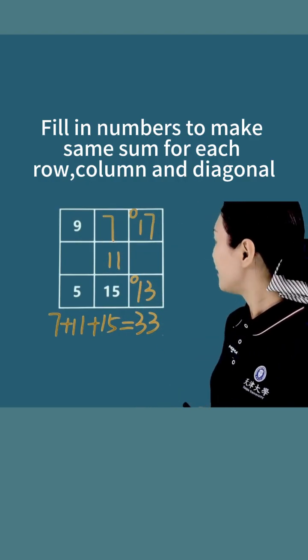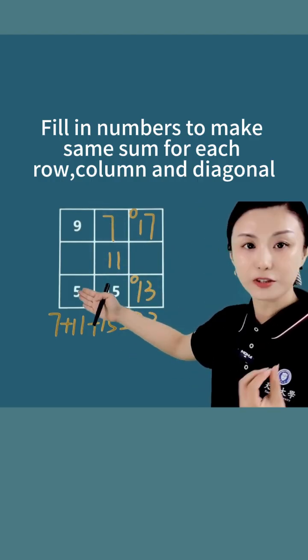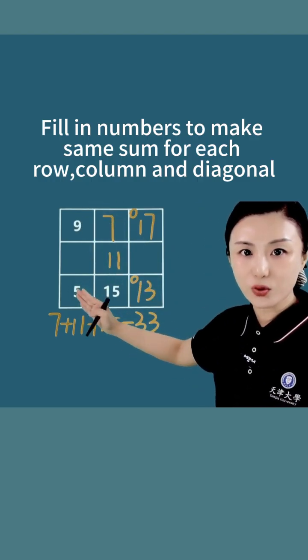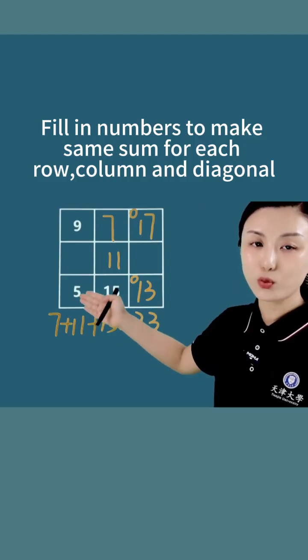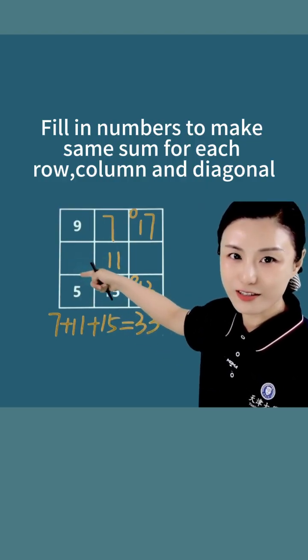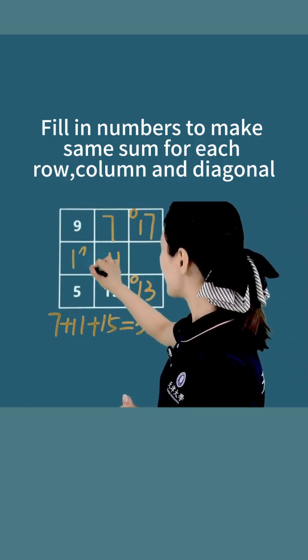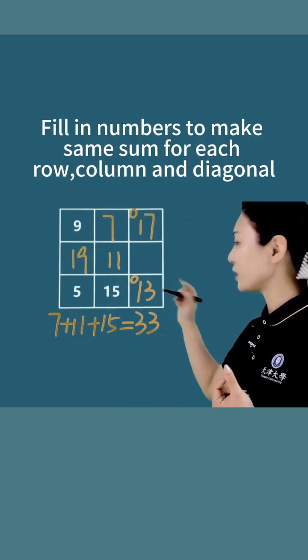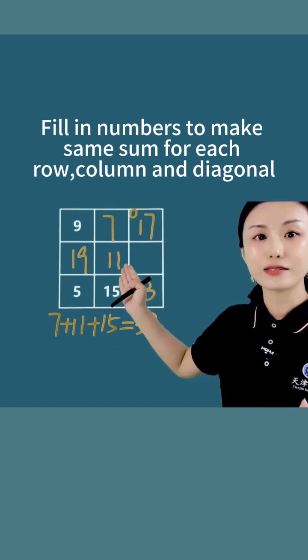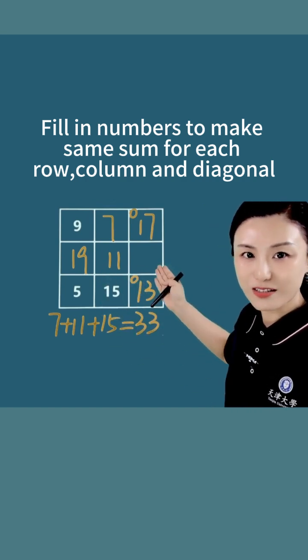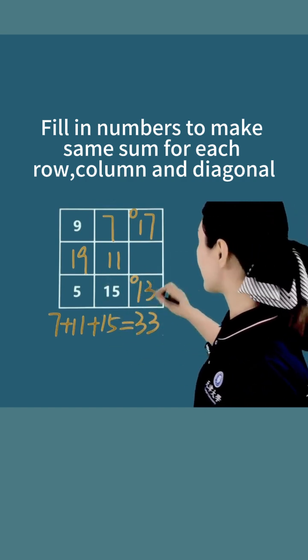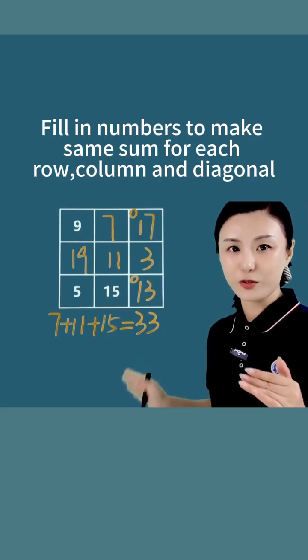All right, let's continue. We can also solve for this column, right? There's a 9 and a 5. So using 33 minus 5, then minus 9, we get the number in this box. What is it here? It should be 19 here. All right, just one last step left. 33 minus 11, then minus 19. So what do we get here? It should be a 3. How did we solve this problem so easily?